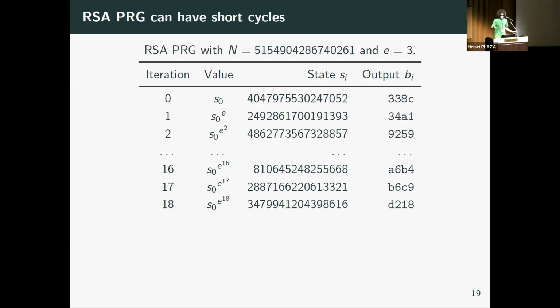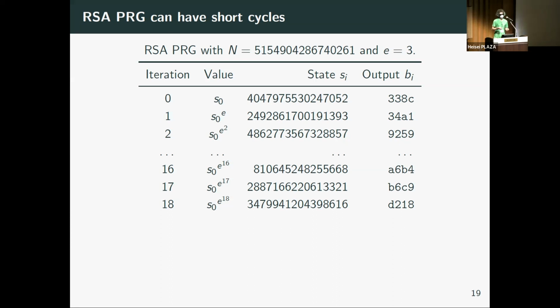So let's go through an example. Here we have our modulus n, which is totally legit. It was generated honestly, nothing malicious about it, I pinky promise. And here we have a bunch of states and corresponding outputs. Now, why am I showing you this? It's not because I'm expecting you to verify the modular exponentiations in your head. It's because we're about to see something interesting.